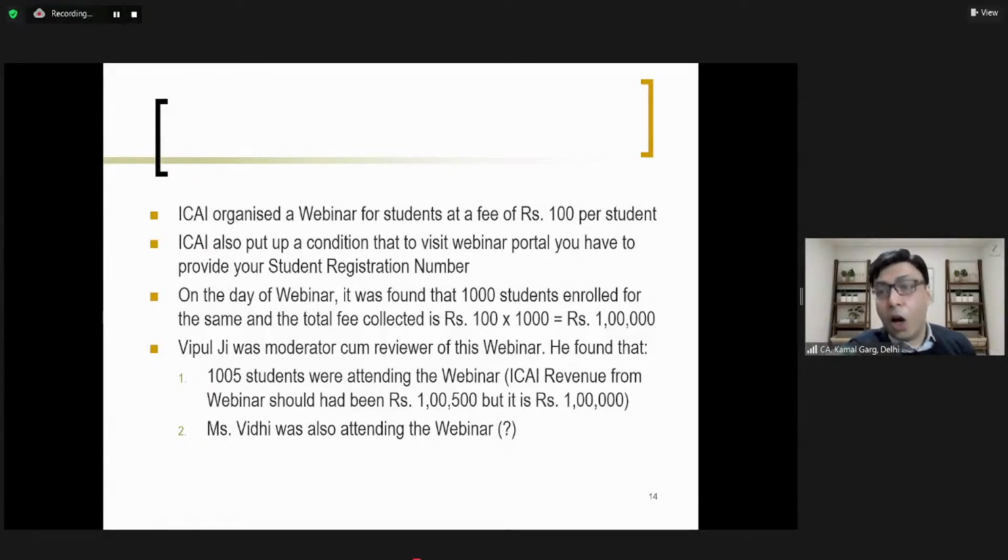Rectify this thing. How will management rectify? Management will approach the students and try to recover the fees. If this fee could be recovered, that means audit risk is reduced to 0. If it is not recovered in full, then it will be reduced partially. And if it is not recovered at all, or it is not possible to recover it at all, it is a loss to the entity. Then Vipulji will issue a qualified report, and all this discussion will be recorded in the working papers.